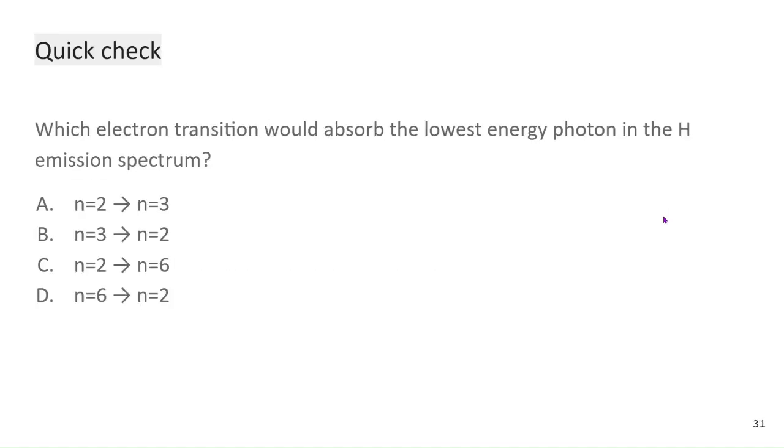Okay, here's another one. Which electron transition would absorb the lowest energy photon in the hydrogen emission spectrum? Take a second and think about it.